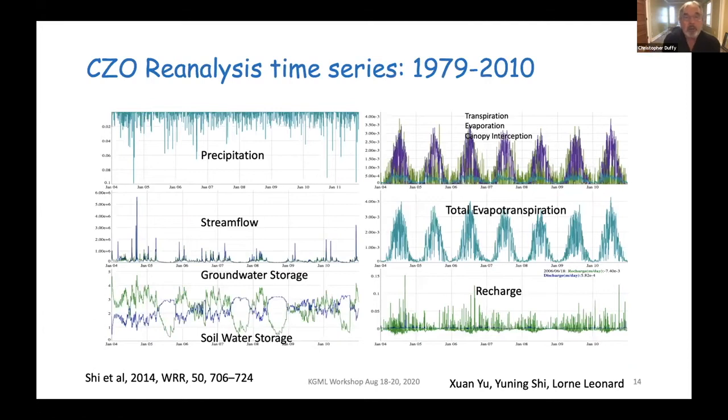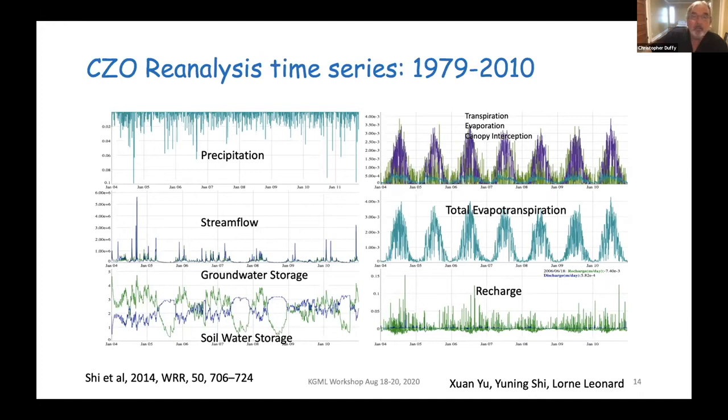Okay, so what do we get? Well, what we did was run a data reanalysis for the later part of the record when we had the CZO data, and did ensemble Kalman filter. That was Yuning Shi in his work in WRR, and estimated the hydraulic properties of soils with the data assimilation and then other parameters as well.